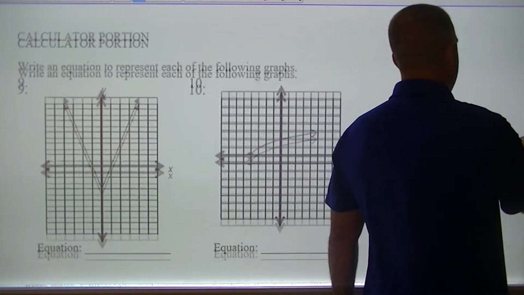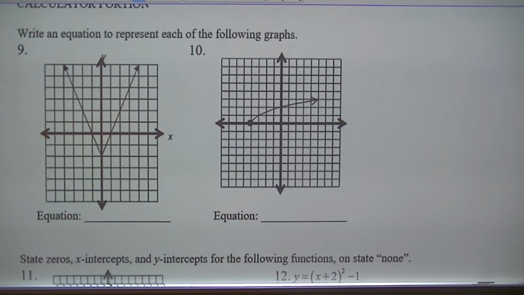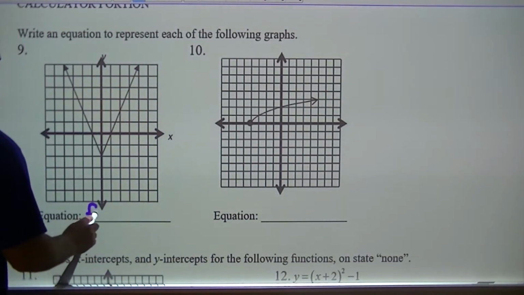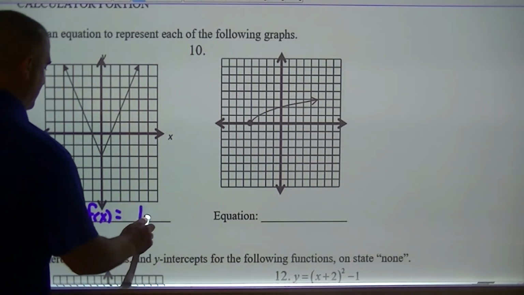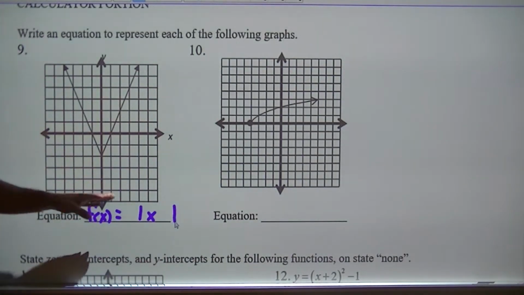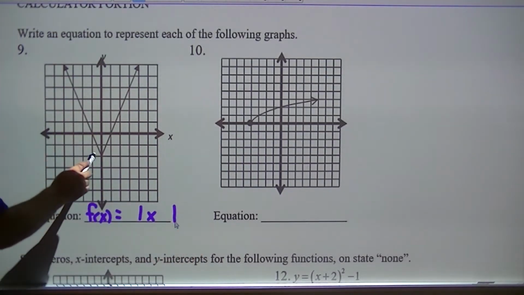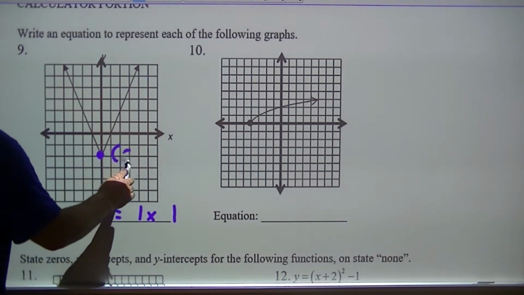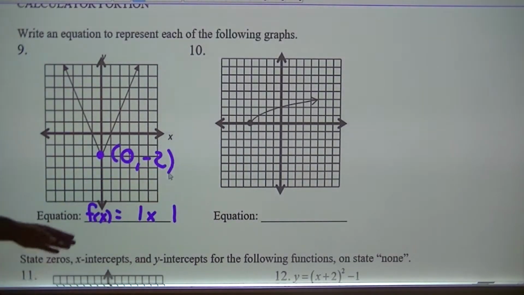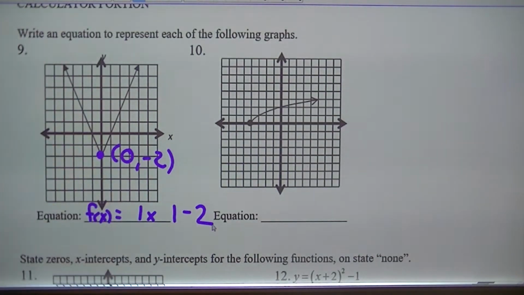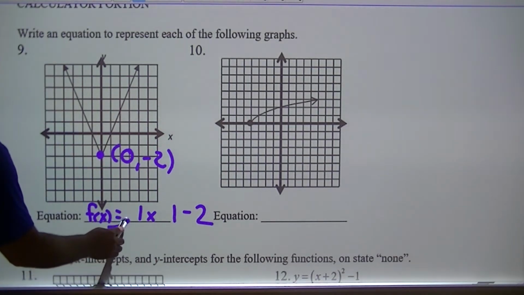So the big thing you got to know in this is which one is going to be which. This first one, since it's a V, we know that it is going to be absolute value. I'm just going to write out the absolute value. I'm going to leave something in front, and I'm going to leave this over here. Then I'm going to look at this anchor point. My anchor point is 0, -2. So that means nothing on the inside, minus 2 on the outside.